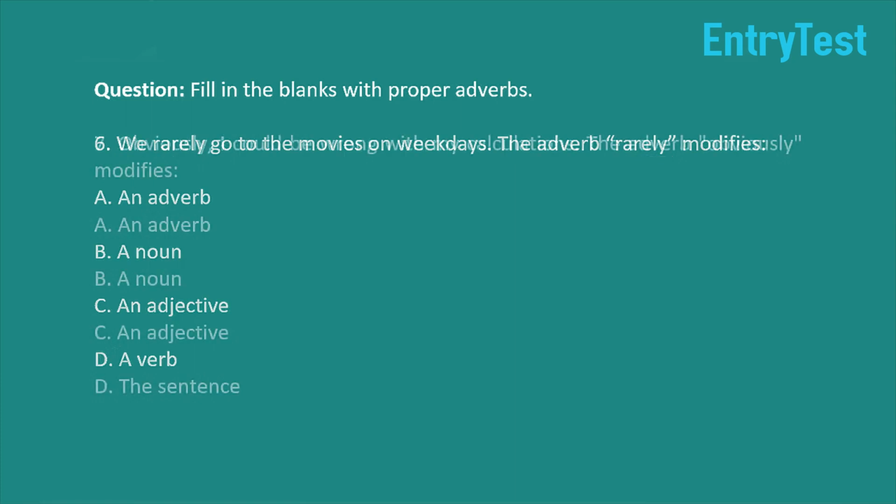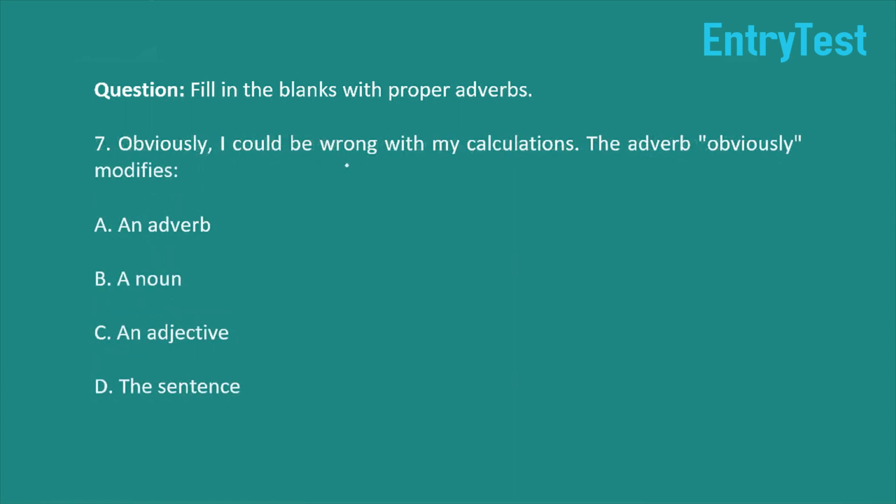Moving forward. Obviously, I could be wrong with my calculation. Okay, the adverb obviously modifies. Now friends, whenever I have told you that when an adverb comes right at the front of a sentence, then it modifies the whole clause or the whole sentence after it. Hence, my correct answer will be D, the whole sentence.